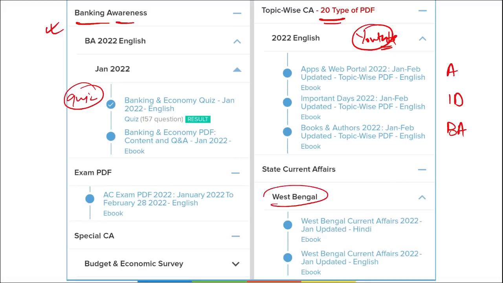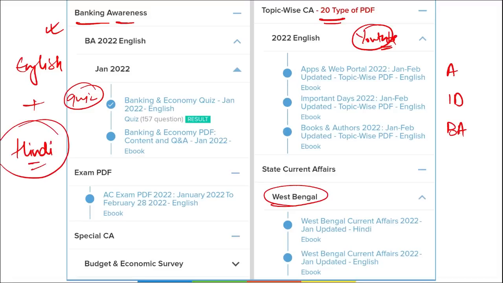Apart from this, we cover state current affairs also. Here you can see the current affairs and all the content that we provide is bilingual. That means we provide it in English as well as in Hindi. All right. So all the students from the Hindi language will also benefit from our course.